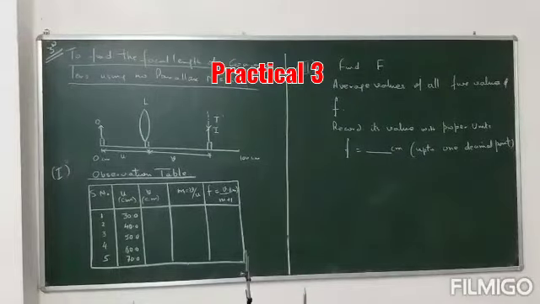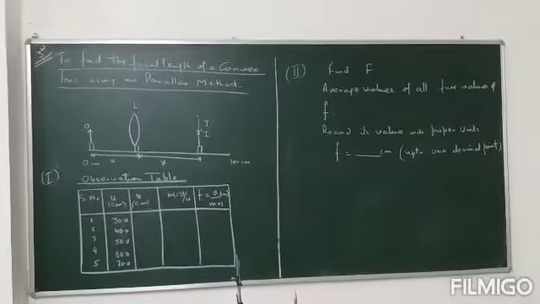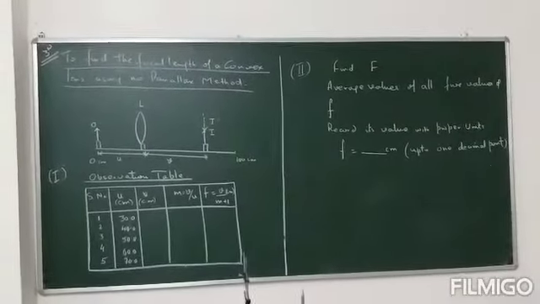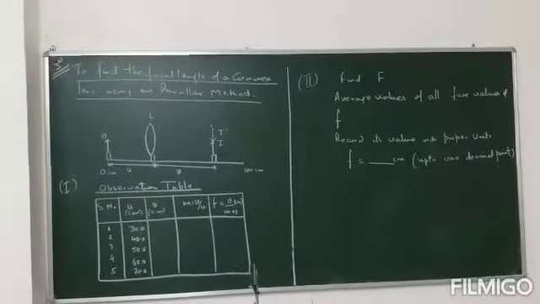The aim of the experiment is to find the focal length of a convex lens using the no parallax method. But in this parallax method, the procedure is something different.